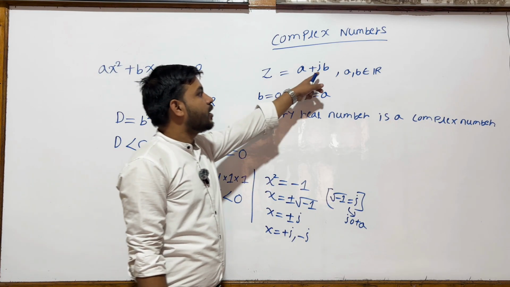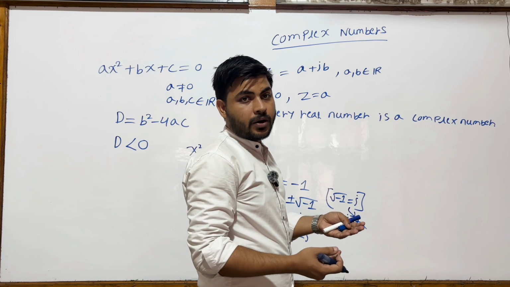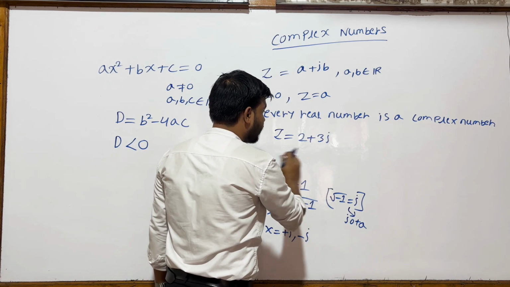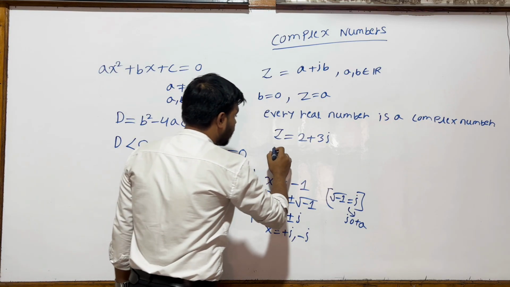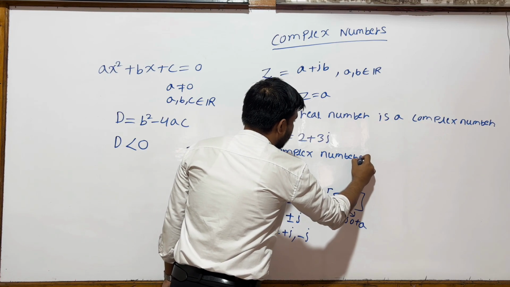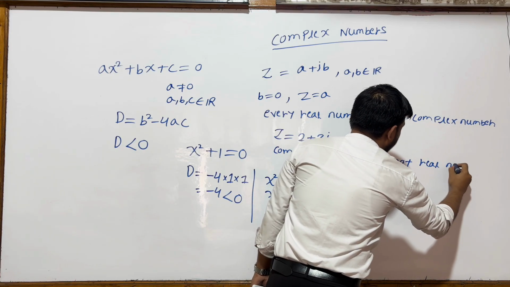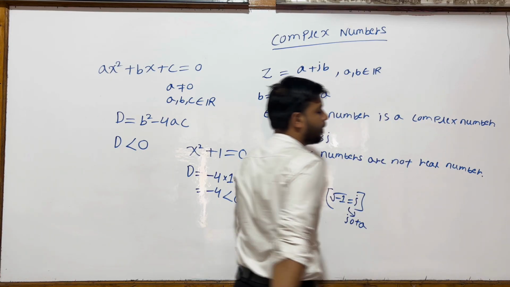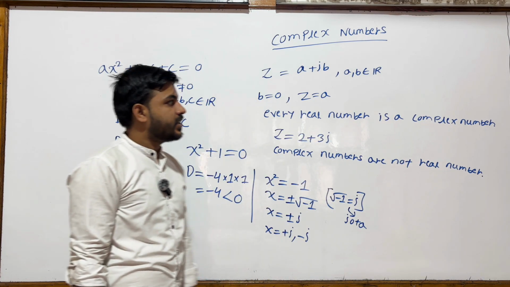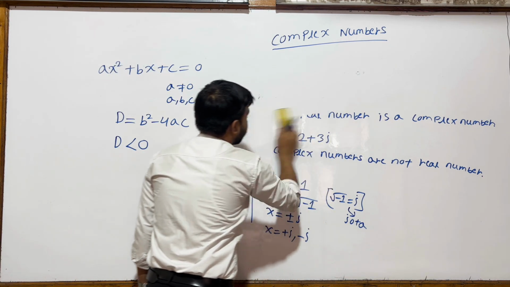In this case, b equal to 0. But what is the reverse condition? Are all complex numbers real numbers? No. Suppose a complex number 2 plus 3i. This is not a real number. So complex numbers are not real numbers, but every real number is a complex number. I hope you understand.